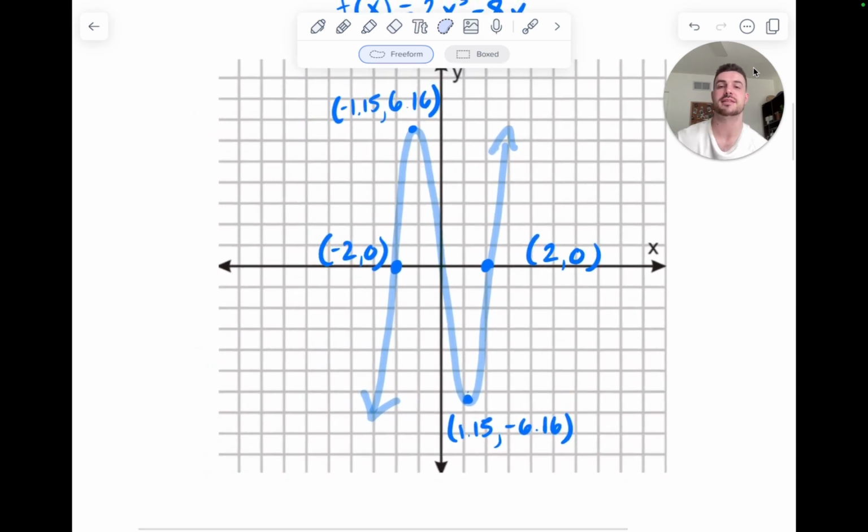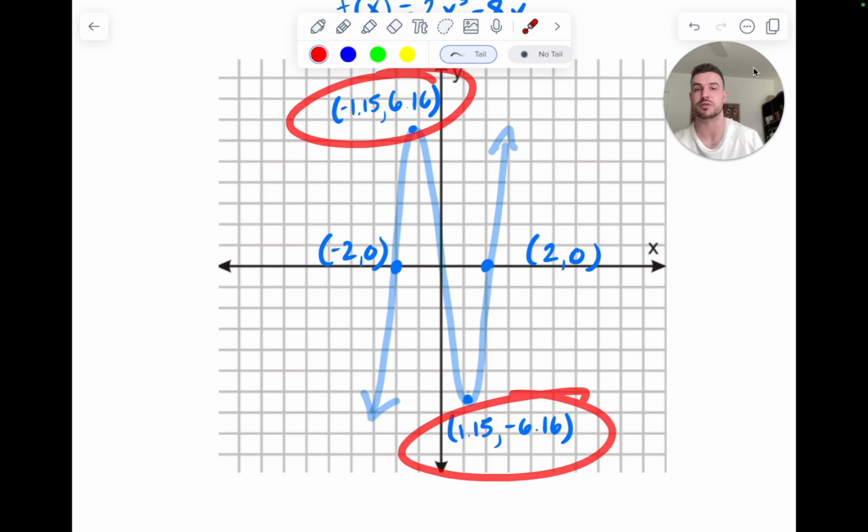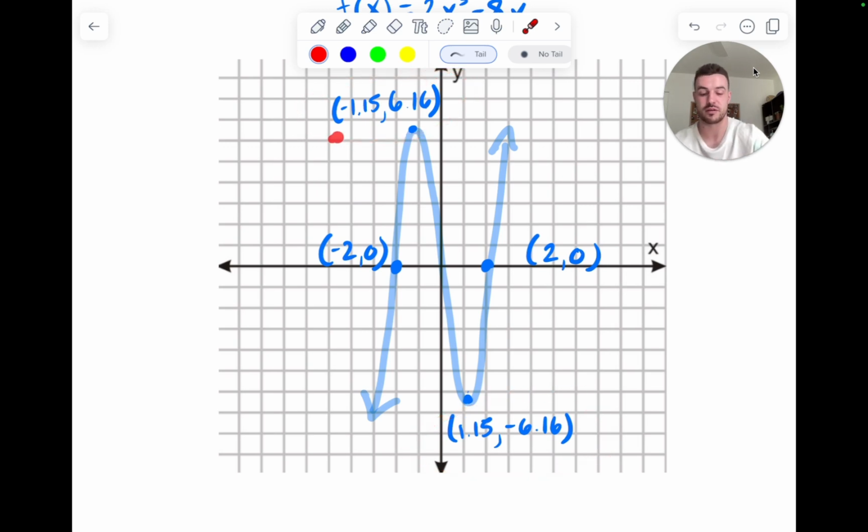I want us to take a second and see if anything stands out to us. One of the things that should stand out is that these plotted points are very similar to each other. We have a negative 1.15, and when I plug that into my function, I get out a positive 6.16. Now, if I plug in the opposite, a positive 1.15, I get the opposite out, a negative 6.16. If I plug in a negative 2, I get out a 0. If I plug in a positive 2, I get out a 0.